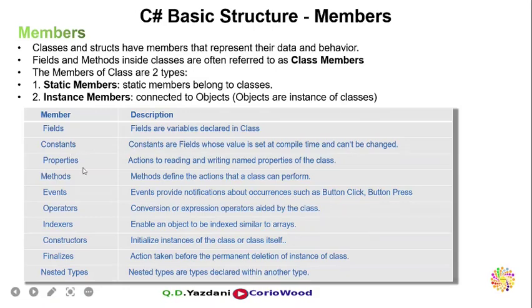And the next one we're going to see is properties. So what is properties? Actions of reading and writing named properties of the class. So properties are methods on a class that are accessed as if they were fields on the class. A property can provide protection for a class field to keep it from being changed without the knowledge of the object. And the next one is going to be the methods.